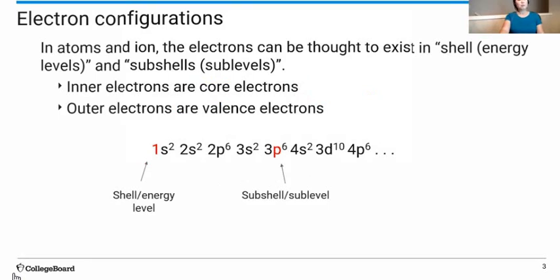When we think of the atom, we think of electrons as existing in shells and subshells, or energy levels and sublevels, where the inner electrons are the core electrons and the outer electrons are valence electrons. What you see here is a sample electron configuration, where the 1 would represent the shell or energy level and the p would represent the subshell or sublevel. But how do we know what order the electrons fill and how many electrons go in each level or sublevel?